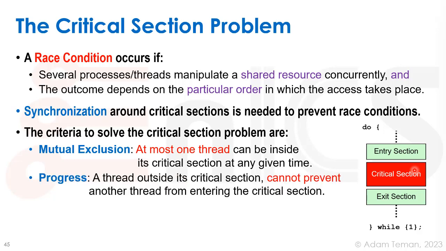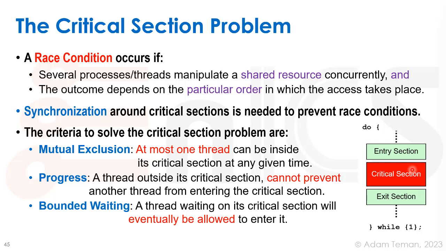That's not enough. We also have to ensure progress, which means that a thread outside its own critical section cannot prevent another thread from entering the critical section, or else we can have something like deadlock or livelock. Another thing is bounded waiting, where a thread that wants to enter its critical section will eventually be allowed to enter it. So we're going to mainly discuss mutual exclusion here, but progress and bounded waiting are two other important points in operating systems that we need to ensure when there is synchronization between two processes.